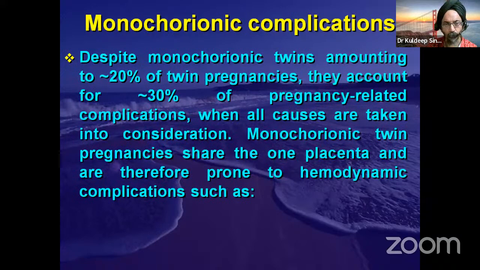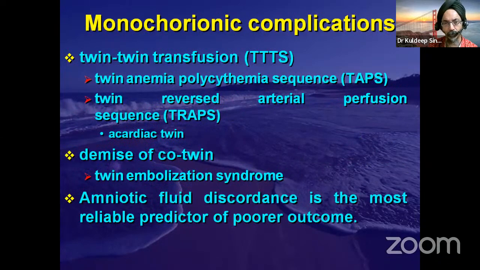Monochorionic twins amount to 20%, but they account for 30% of pregnancy-related complications. You need to be careful because of the hemodynamic complications. Like twin-twin transfusion syndrome, you can have a twin anemia polycythemia sequence. We're not going into too much detail because I wanted to keep it basic, and I wanted all the stuff so that we are much aware of it.